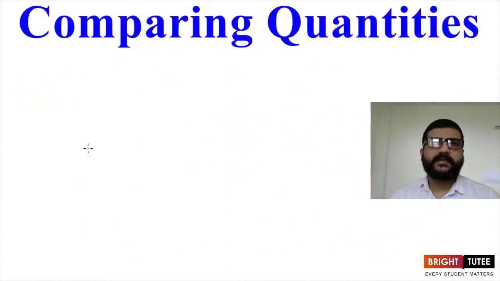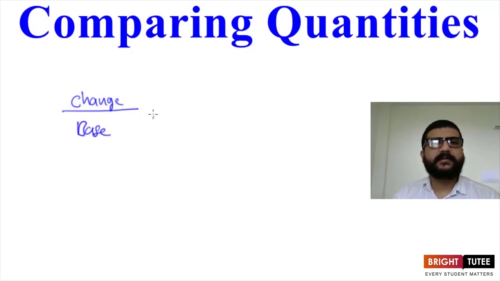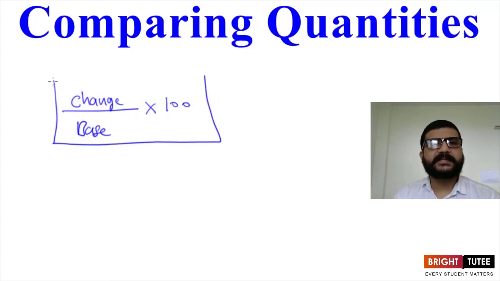In the previous video, we have seen how to convert ratio to percent. If the ratio of two or more things are given to us, how we can find their percentage. And then we have seen how to find increase percent or decrease percent. We have seen that increase percent or decrease percent was equal to change amount divided by base amount or the initial amount into 100. This gives us increase percent or decrease percent.